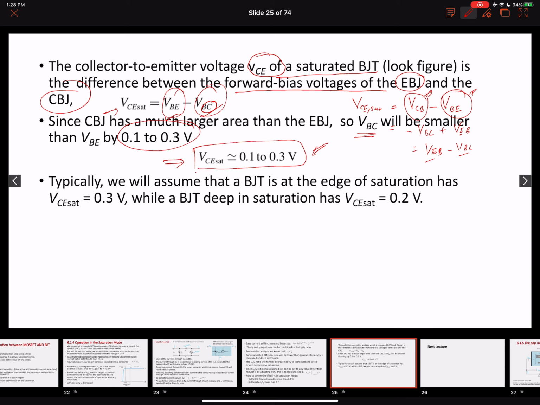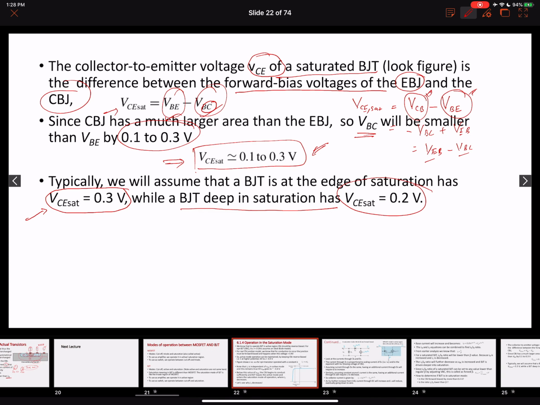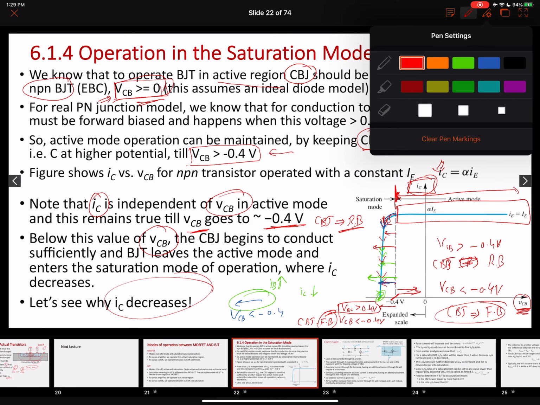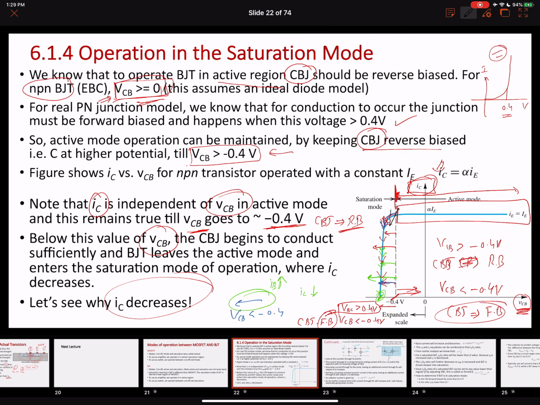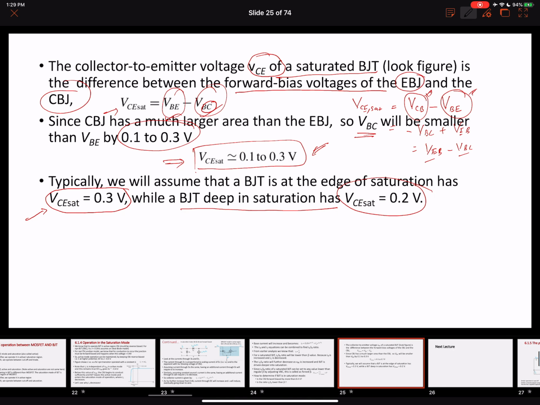At the edge of saturation, our value of VCE saturation is 0.3 volts, and when our BJT is deep in saturation, our VCE saturation value is 0.2 volts. So this is the edge of saturation, and this is very deep into saturation, somewhere over here. So the collector to emitter voltage at the edge of saturation is 0.3 volts, and very deep into saturation it is 0.2 volts. Okay, so this is our lecture today.